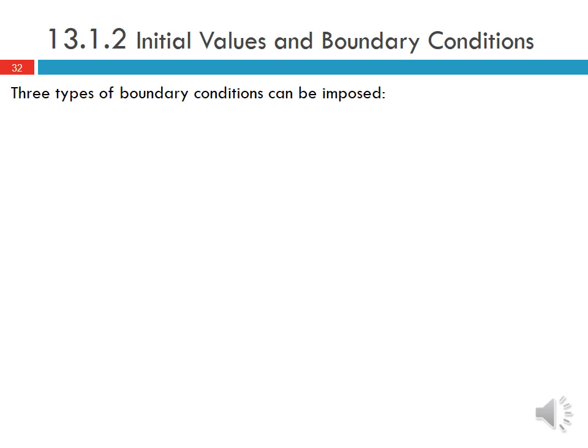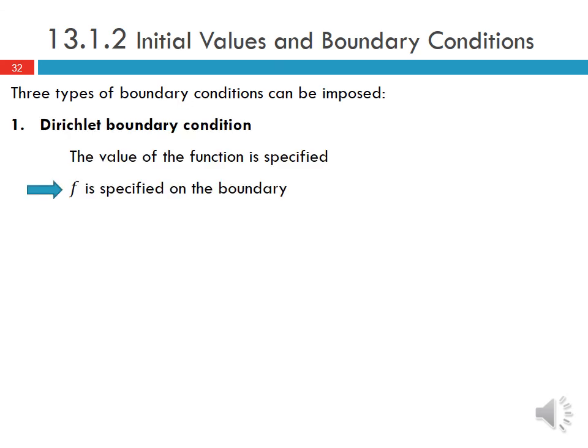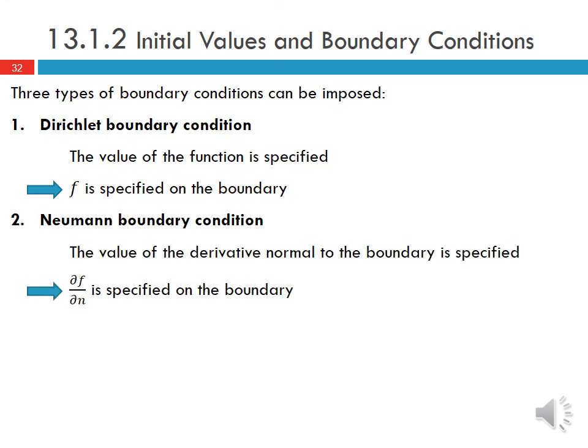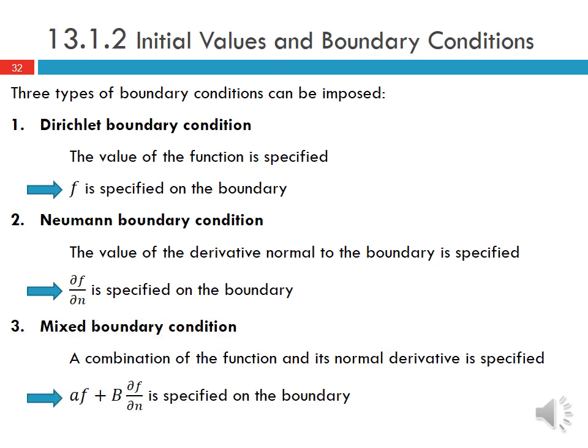There are three types of boundary conditions that can be imposed. There's the Dirichlet boundary condition, where the value of the function is specified. So f is specified on the entire boundary. There's Neumann boundary conditions, where the value of the derivative normal to the boundary is specified. So for example, partial f by partial n is specified on the boundary. And there are mixed boundary conditions, where we have a combination of the function and its normal derivative specified. So for example, we could have af plus b partial f by partial n specified on the boundary.